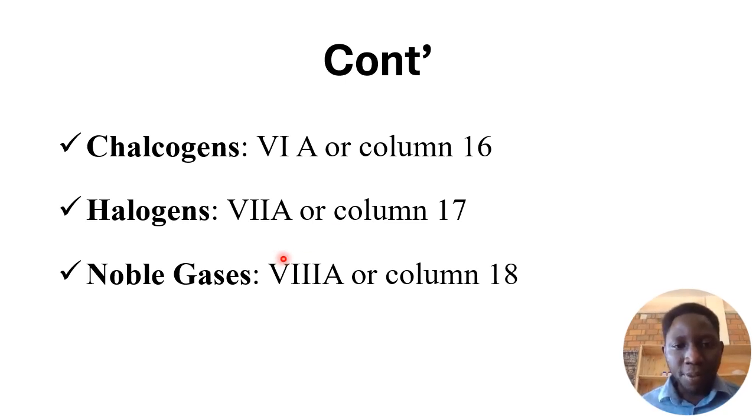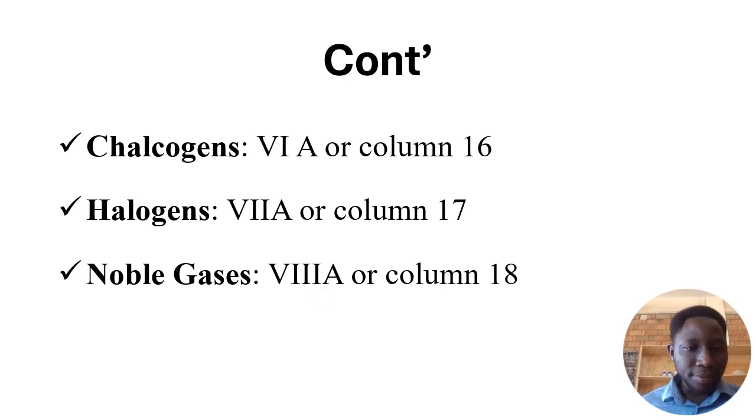Group 7, which is column 17. This group is called the halogens. These are elements that have 7 electrons in their outermost shell. Really remember, they need only one electron in order to be stable. Those include fluorine, chlorine, bromine, and the other elements that have 7 electrons in the outermost shell.